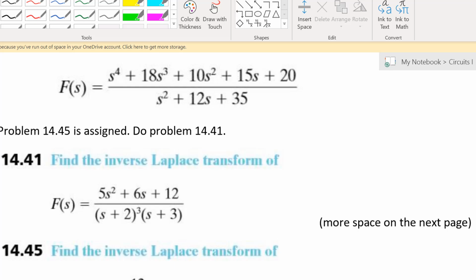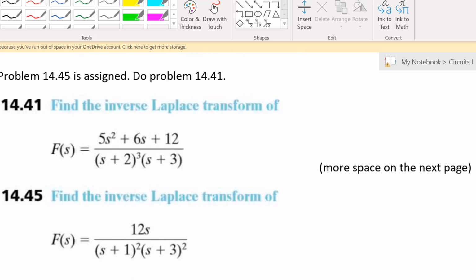So I'll do 1441. So again, this is going to be a partial fraction decomposition. And notice in both problems, there are 4 factors in the denominator, because in 41, I'll have an (s plus 2) cubed and an (s plus 3). And you have 2 factors that are squared. So it's the same sort of principle for both of them. So they're both going to have 4 fractions in their partial fraction decomposition.